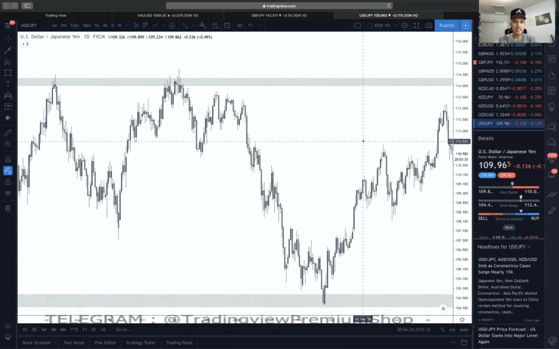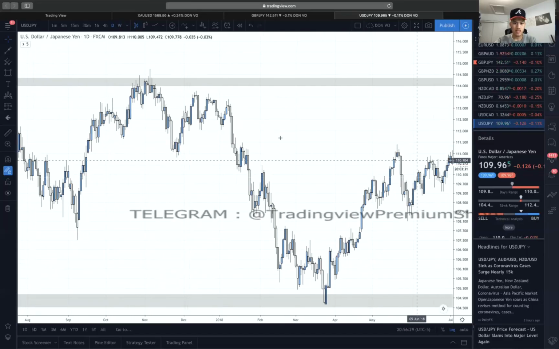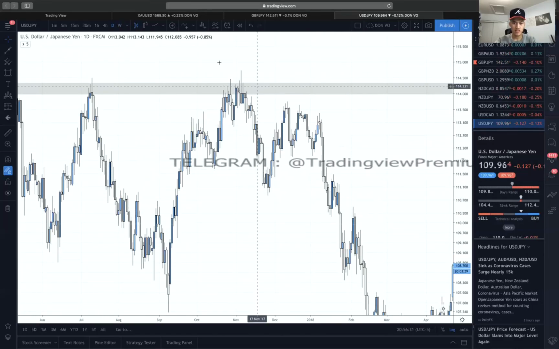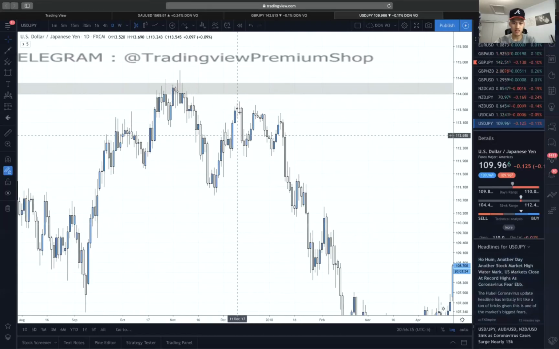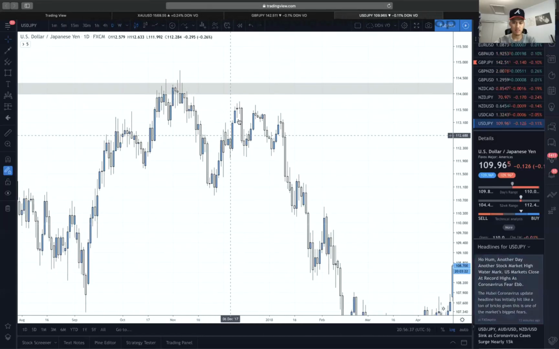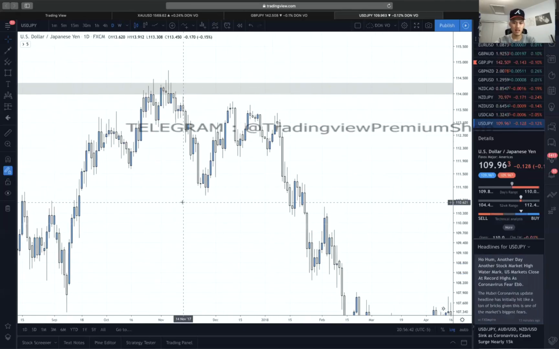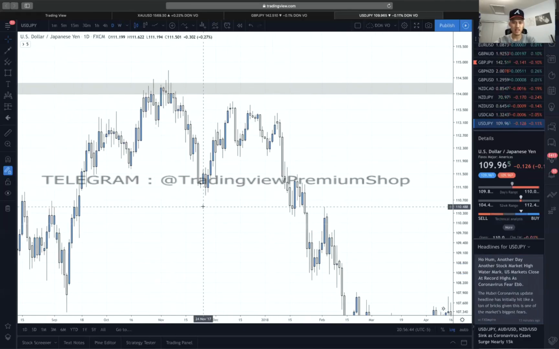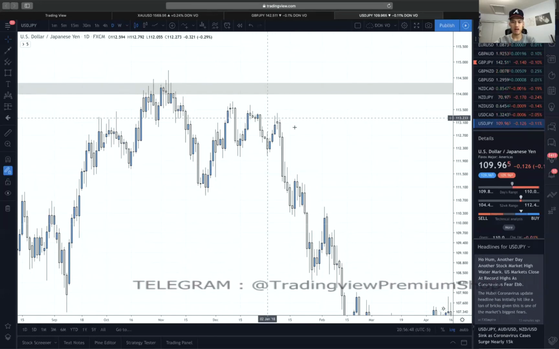So what I would have done here is, let's say over here, this is the top. This is the top of the mountain. Now we have a little rejection coming down, some consolidation here, and continuation of a downtrend. Since I've seen that there's a rejection and a pullback, I would have been looking for sells from here and down.